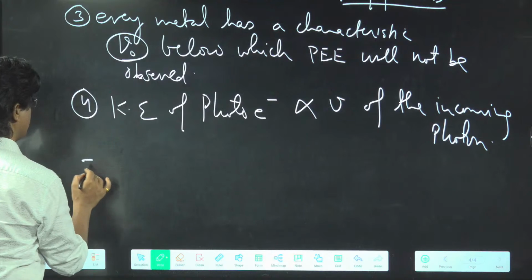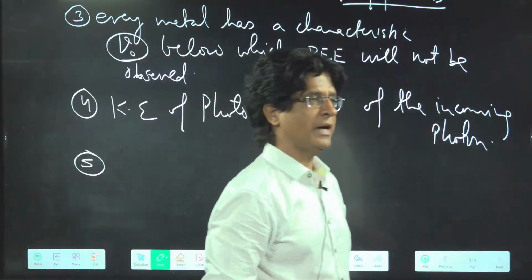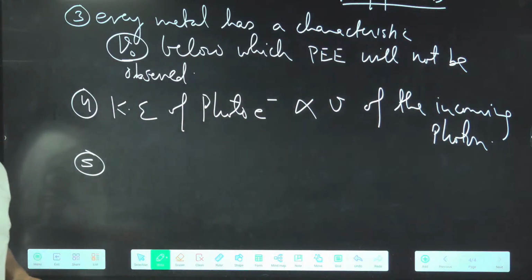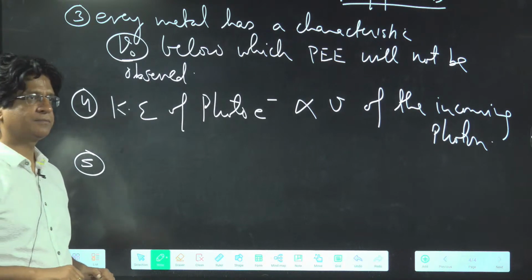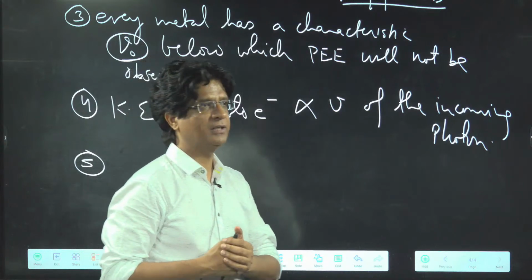Okay. Then the last one. And what is that? Kinetic energy of photoelectrons is proportional to the frequency of the incoming photon. Yes, correct. Ask. Be quick. Be quick.